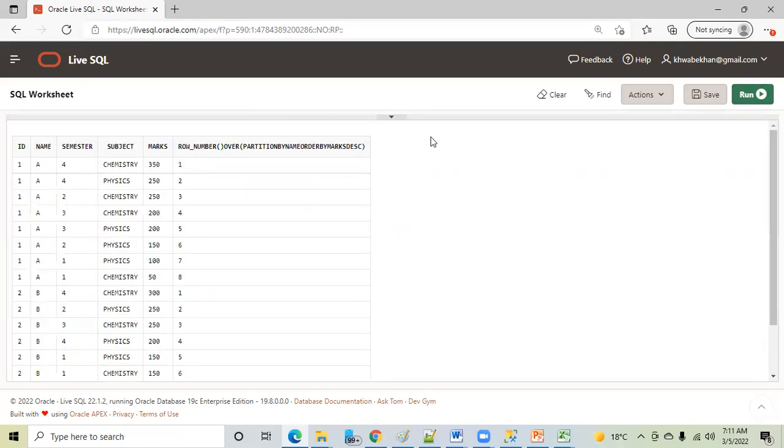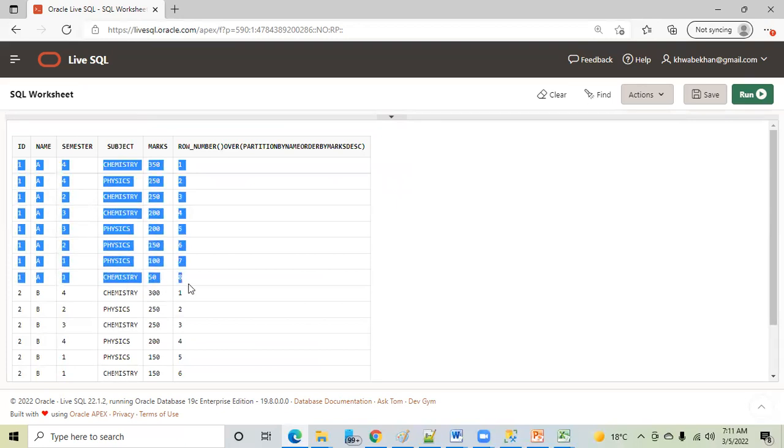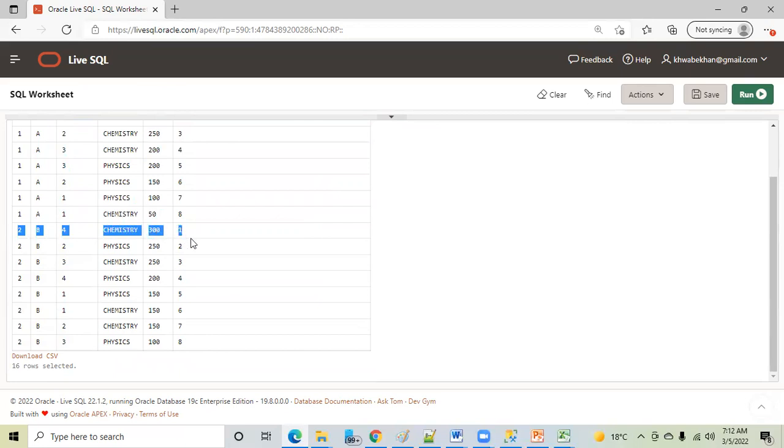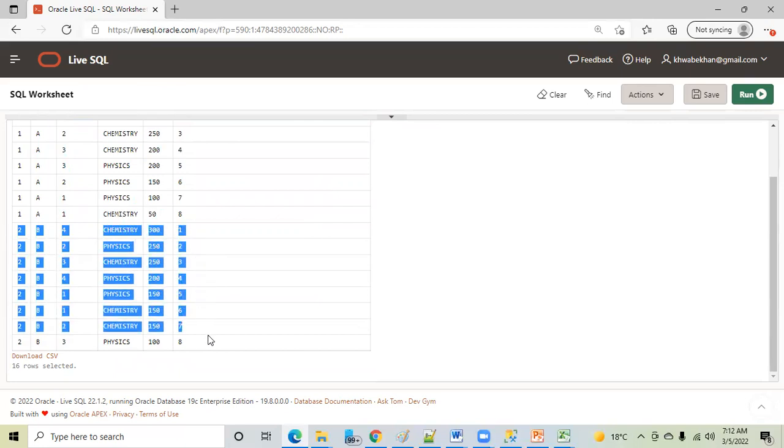So now if you see the output, first of all, they will make a bucket of A. Now see, this is the bucket of A. In the A bucket, they have sorted marks in descending order. So 350, first, second, third, fourth, fifth, sixth, seventh, eighth, right? Then they have created some other bucket B. And in B again, they started from 1, 2, 3, 4, 5, 6, 7, 8. So you can bucketize the serial number as well.